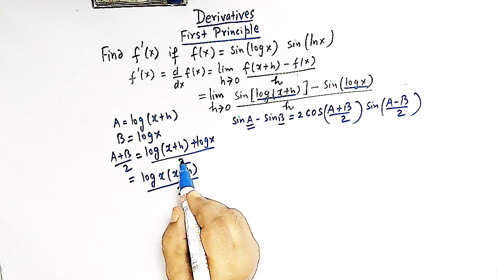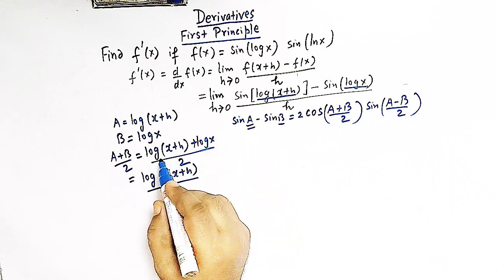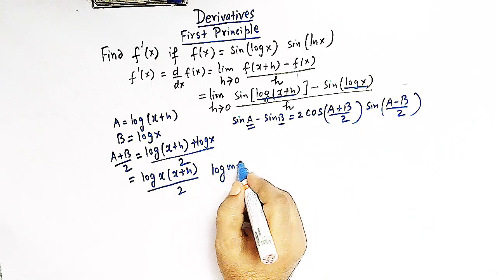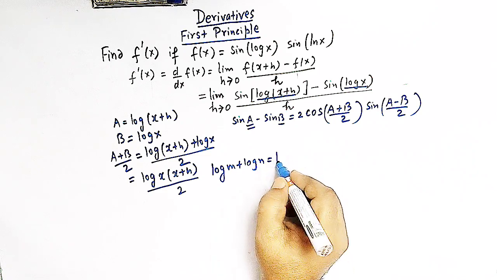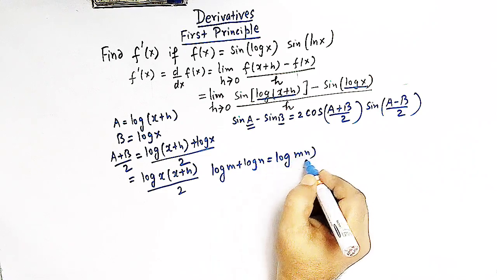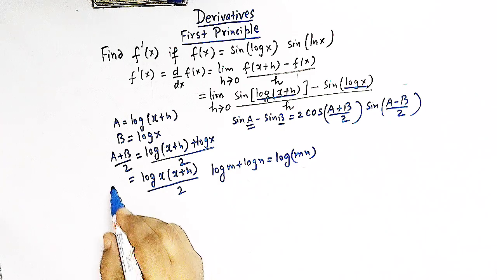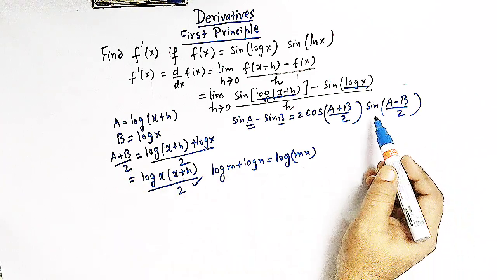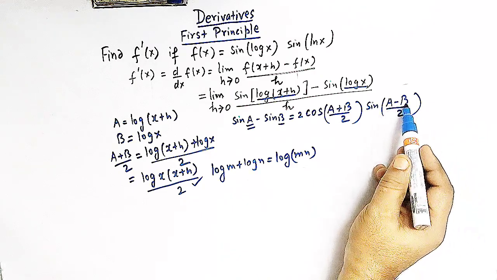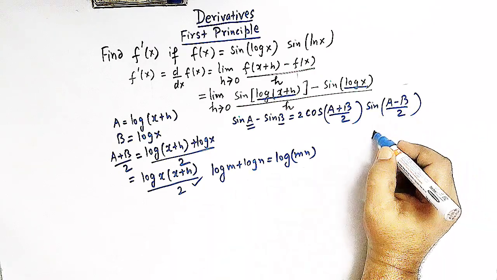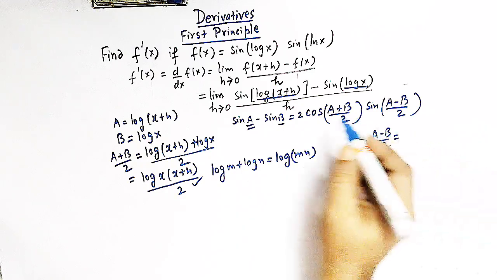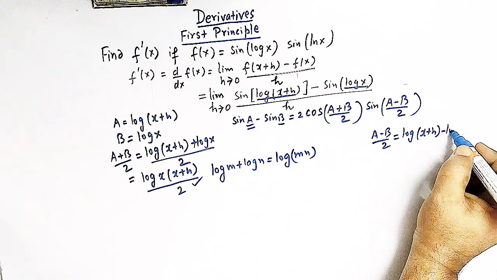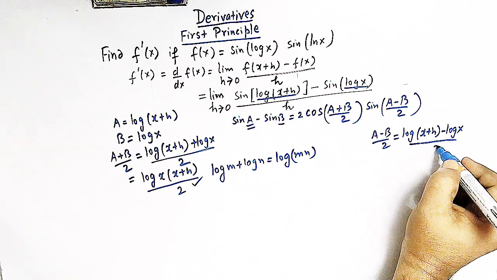So here we have used the important property of log, that is log of m plus log of n is equal to log of product of m and n, right? Okay, so a plus b over 2 is given by this expression, and then we can find out a minus b over 2. So a minus b over 2 is given by log of x plus h minus log of x divided by 2.